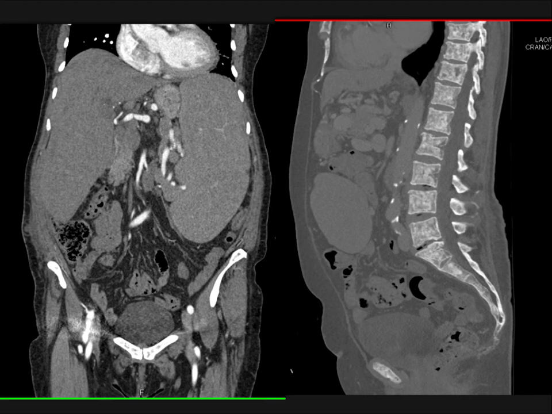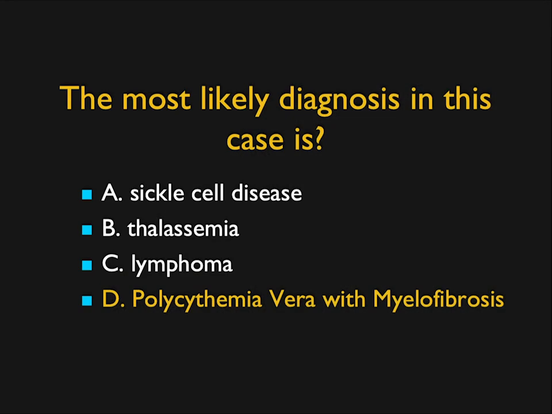Then you look at the bone and you see the sclerotic changes, and that's a very good look for myelofibrosis. And putting the two things together, when you have all the bones involved like this, it's not going to be lymphoma. This is not the appearance of thalassemia. This is a great case of polycythemia vera with myelofibrosis. Just a classic example.